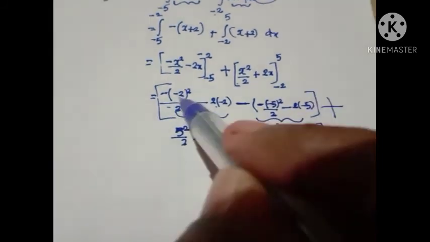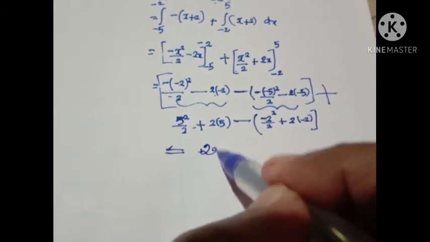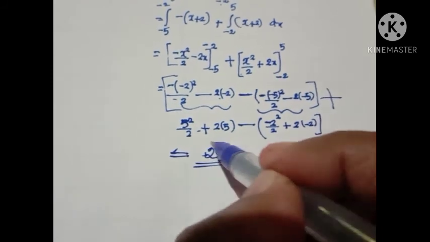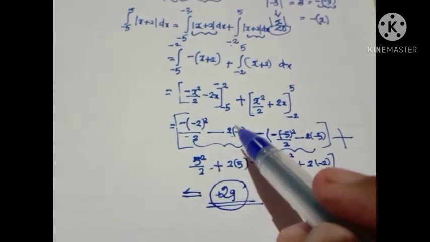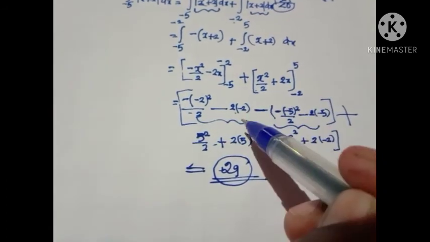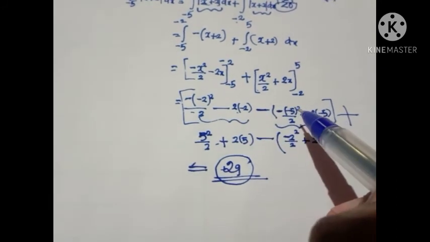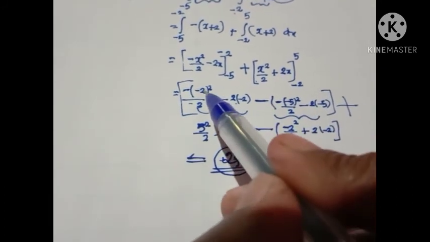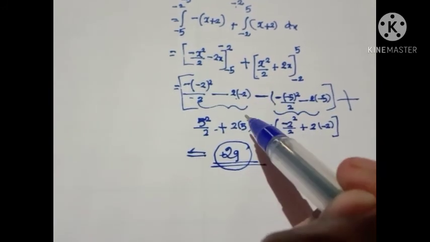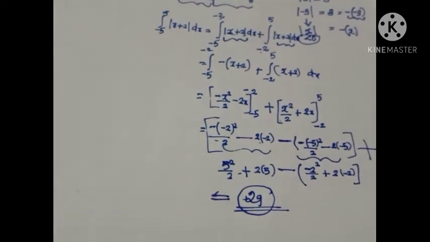Now simplify all these things. You can see the final answer reduces to 29. Do it by yourself and check whether the answer is correct or not. Simply put the upper limit and lower limit, only simplification we want to do here. Don't be confused with the negative sign and bracketed expressions. Just square and open the bracket, distribute the negative sign and simplify, then you can see that the answer is equal to 29.